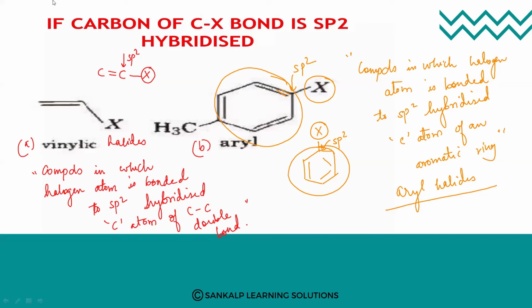So we have discussed what are allylic halides, what are benzylic halides, what is vinylic. Allylic and benzylic: if the carbon atom of the C-X bond is sp3 hybridized, your allylic halides and benzylic halides will come. And if the carbon atom of the C-X bond is sp2 hybridized, then your vinylic halides and aryl halides will come. Is it clear? Any doubts?